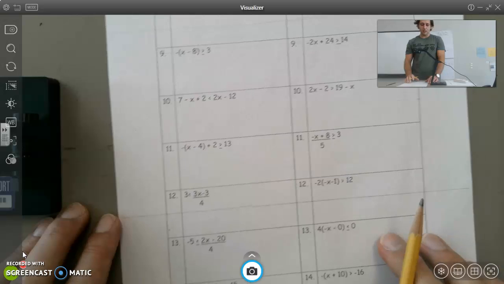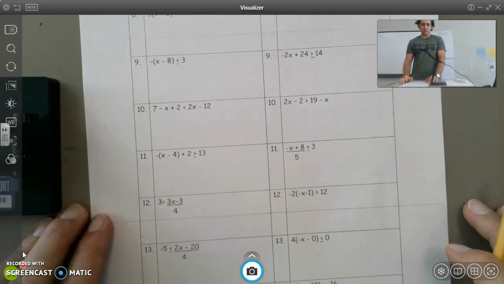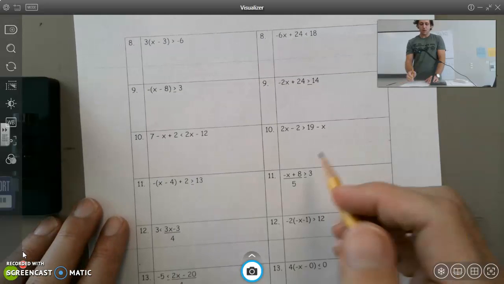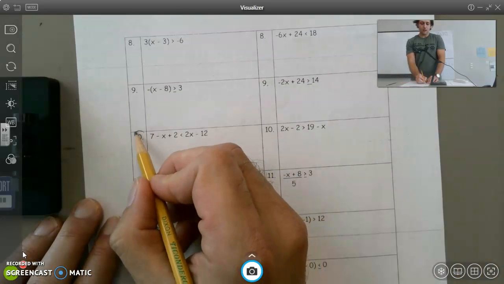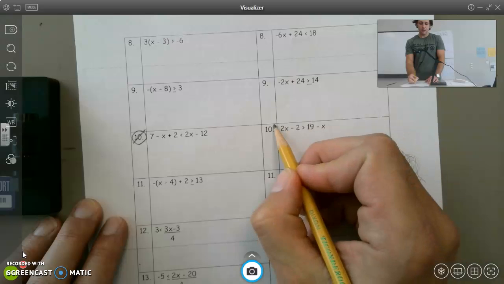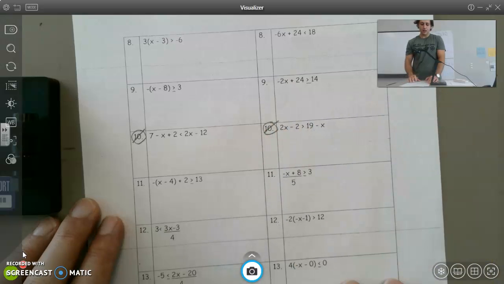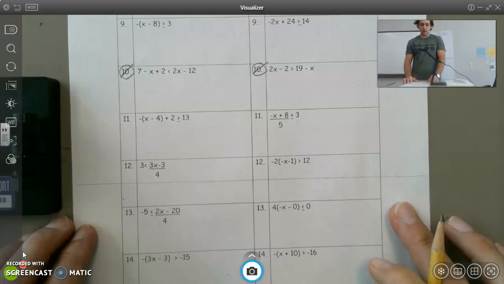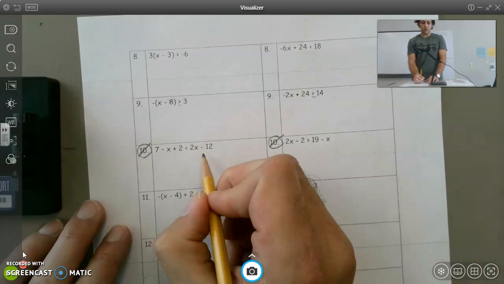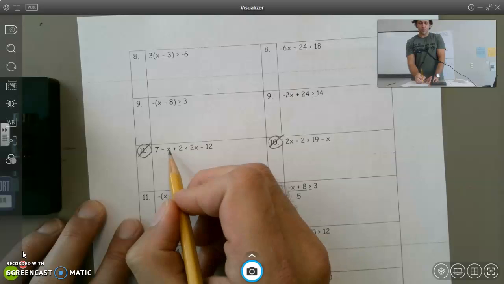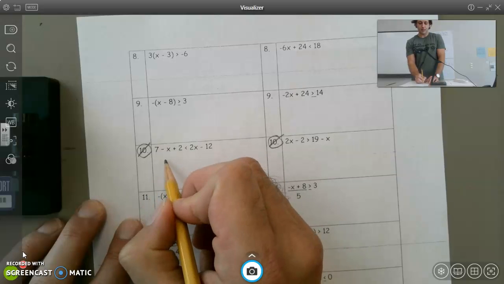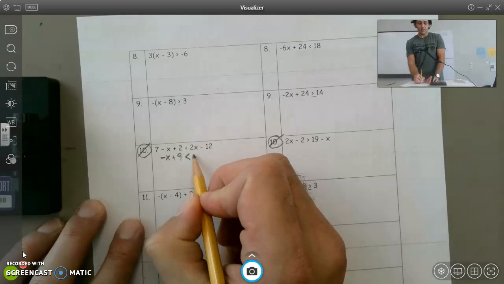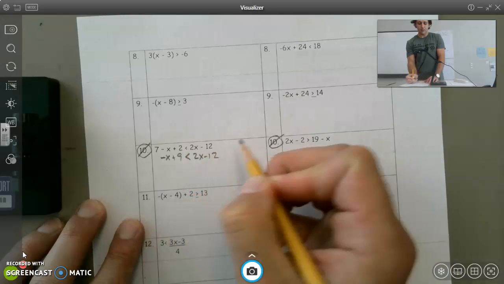I don't see any other specific examples that we should take a look at. I will note that question 10 is an 8th grade standard, and you probably don't need to worry about question 10. Let me go ahead and do it for you just so that it works out. With question 10, let's combine our like terms here. We have negative x plus 9 is less than 2x minus 12.